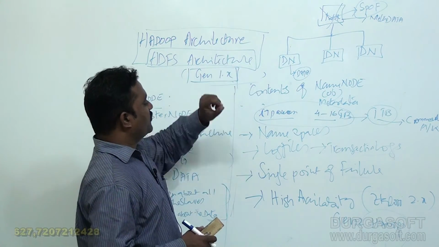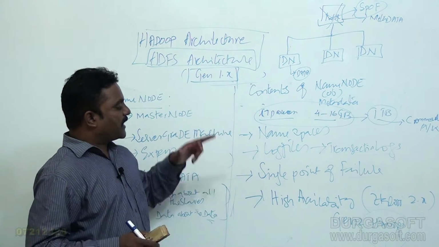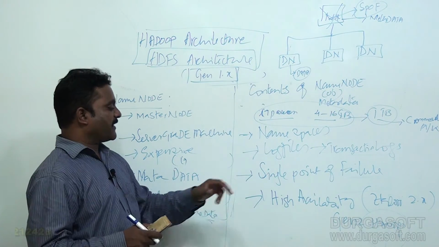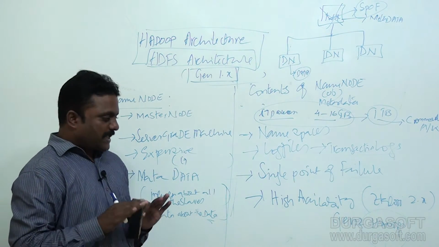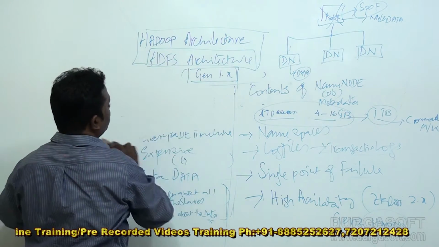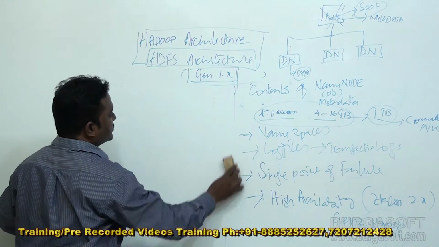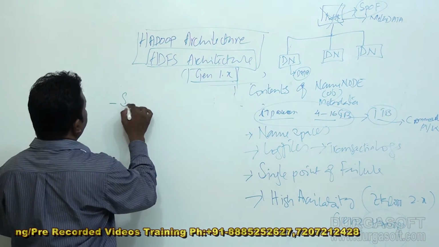Right, now the name node acts as a single point of failure, and to overcome that, in Gen 2.x of Hadoop we have something called high availability introduced. So that is the brief discussion about the name node. The next process that we will be talking about is the secondary name node. What is a secondary name node and what is its role?